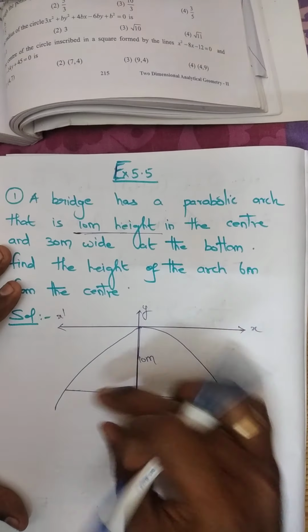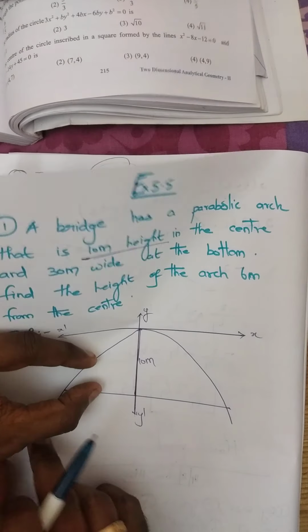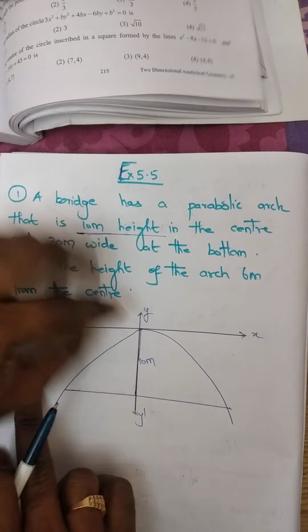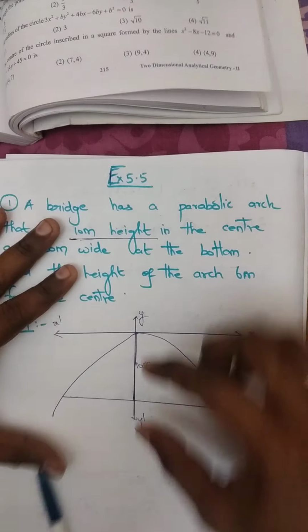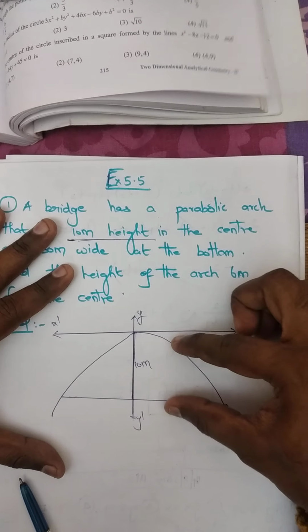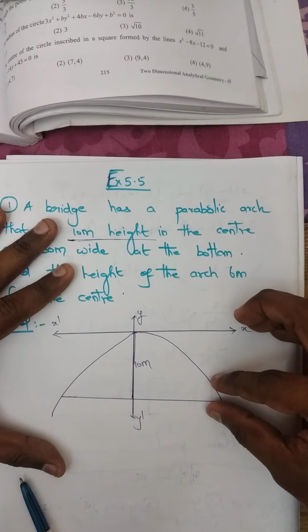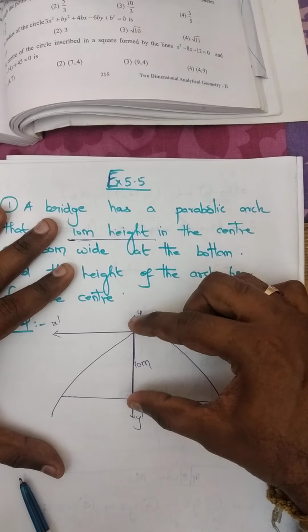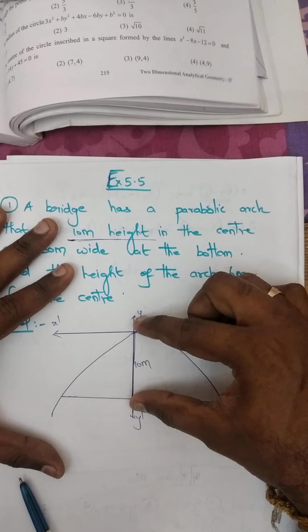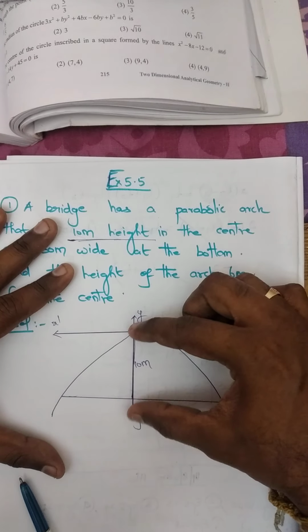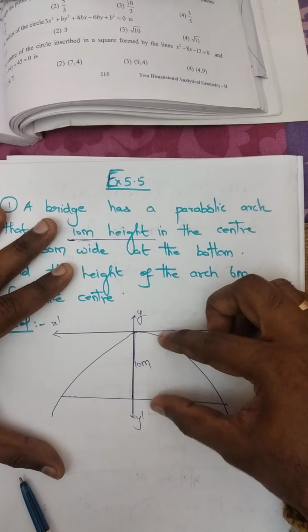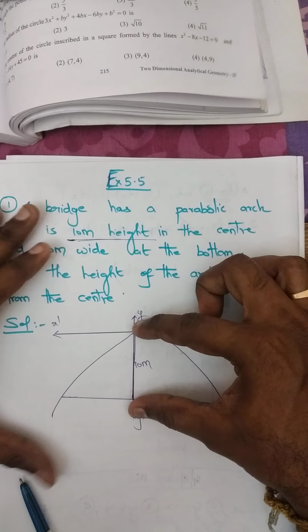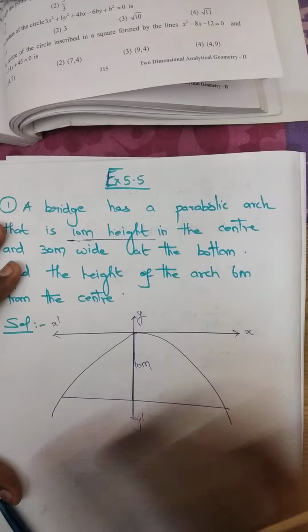Next, what is given? This height is the maximum height, so this is the height of the center. This is called 10 meter. This height will be very, very less when compared to this one. This height will be the maximum, 10 meter.